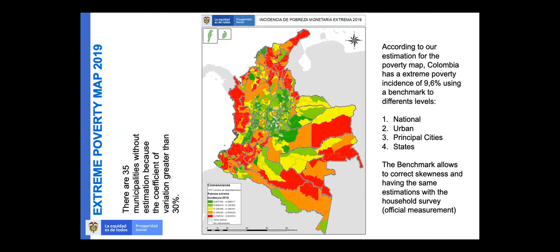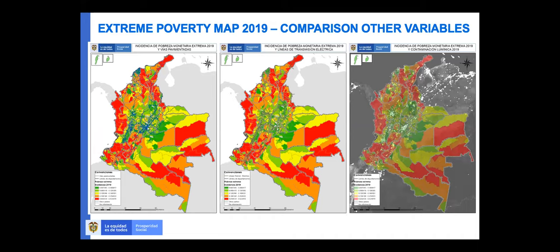In the case of the extreme poverty map, we found the same behavior as the monetary poverty map. However, we have 35 municipalities without estimation because these municipalities have a coefficient of variation greater than 30%. That was the criterion for defining the quality of published estimations. The extreme poverty incidence of 9.6% is the same as the official statistics in Colombia because we applied the benchmark. Okay, that is the same map for extreme poverty.